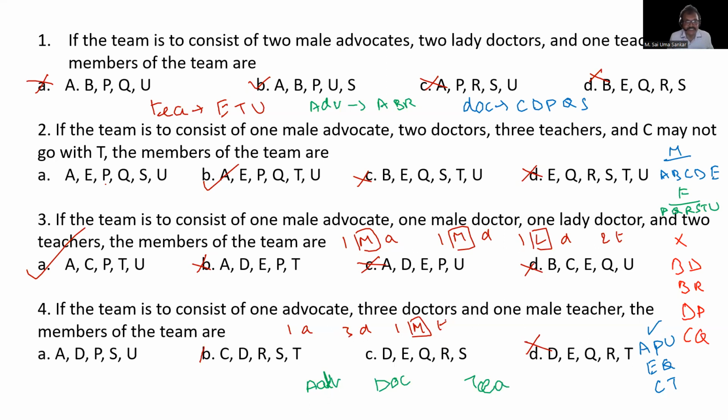And one male teacher. What about the male teacher? That is equal to E. E must be required. Here, not there. Here, not there. Yes. So what is the answer?